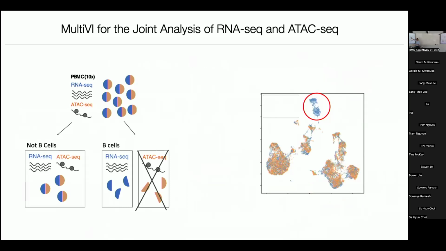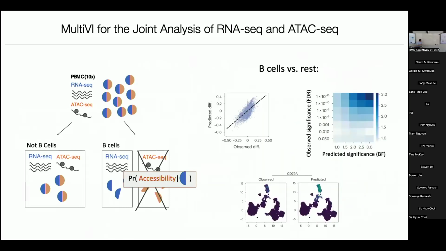You can take one particular subpopulation, one cell type, these are B cells, you have to trust me, and remove all the chromatin information. And then compute the probability of the accessibility given the transcriptional information, kind of imputing the missing chromatin information. And then assessing the following. This is a differential expression of B cells, those cells, against all the other PBMCs.